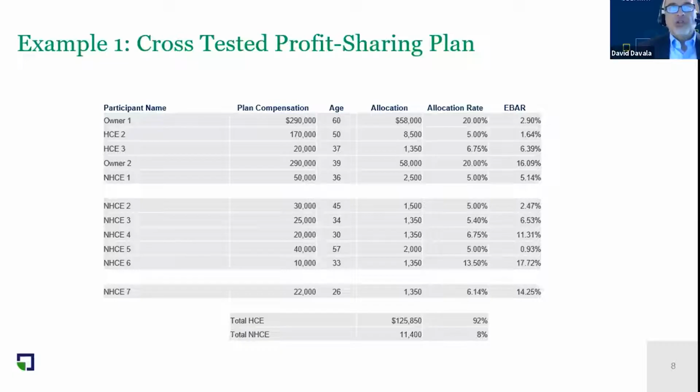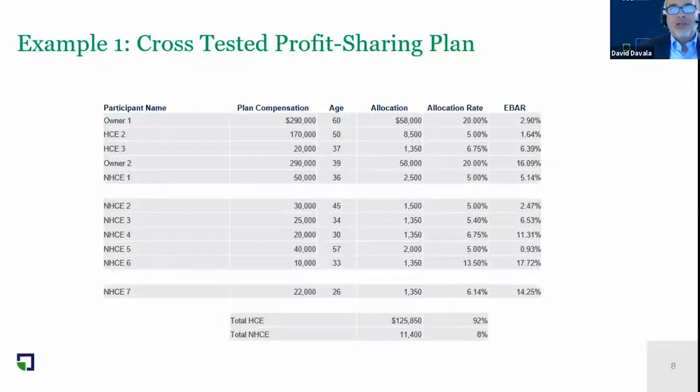Okay, let's look at the magic of cross-testing. We're going to calculate EBARs. Owner one has an EBAR of 2.9%. NHCE 6 has an EBAR of 17.72. So if you compare these to the allocation rates, owner one had an allocation rate of 20%, and the EBAR is 2.9, and NHCE 6 has an allocation rate of 13.5, and the EBAR increases to 17.72.